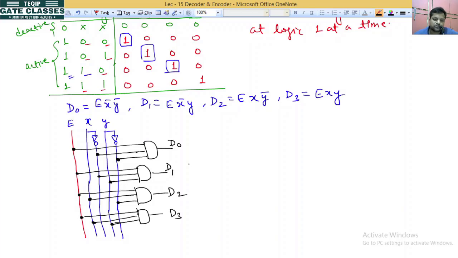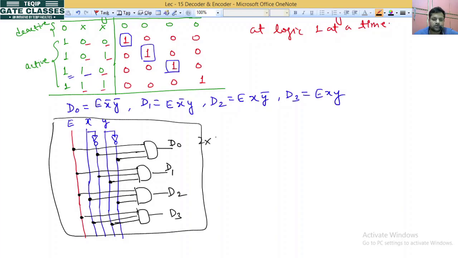Okay, so this circuit is a 2x4 decoder circuit. If you see clearly, if you don't have this enable input, then the decoder generates all the minterms of two variables. See here: x bar y bar, x bar y, x y bar, x y.